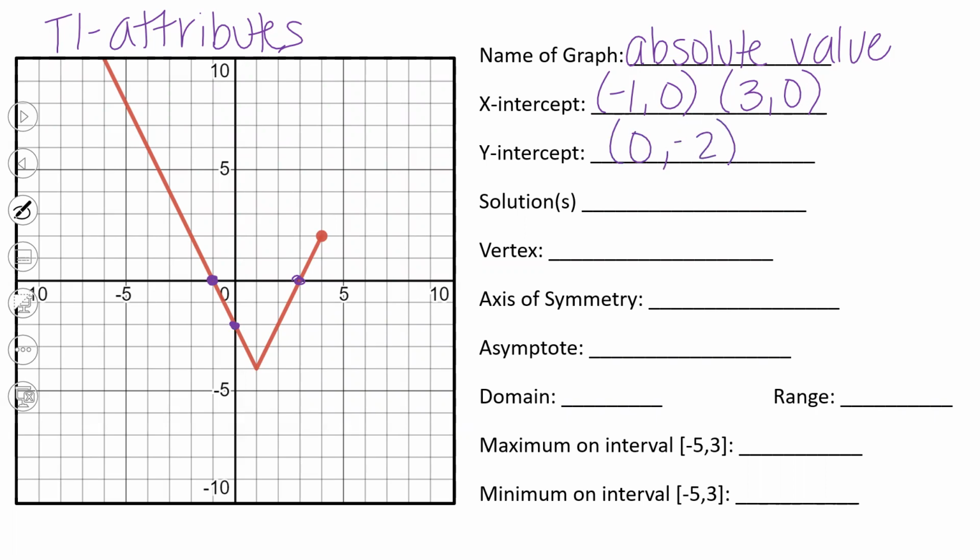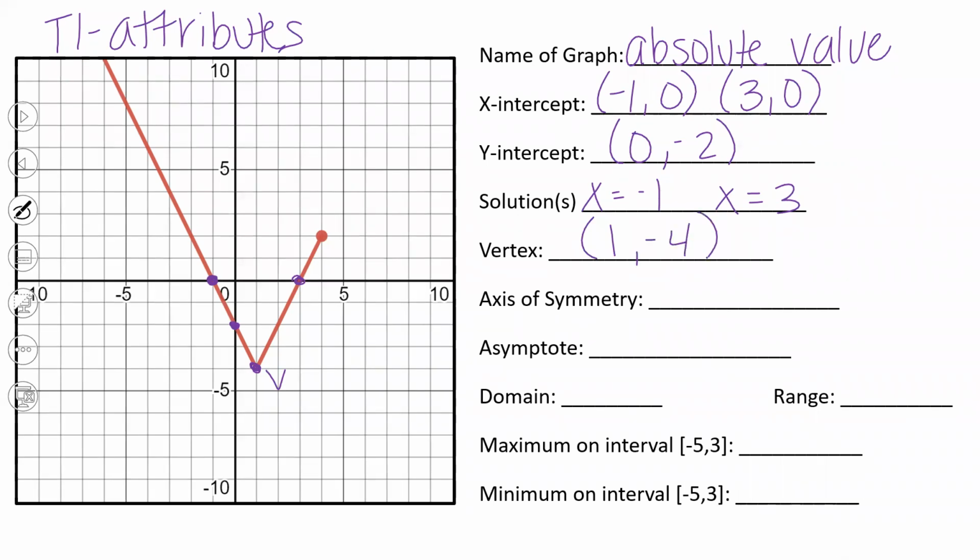Who remembers what a solution is? It's just what my x values are. So x equals, what's my first solution? -1, and x equals, do I ever put my y's on there? No. Never. It's just my x's, okay? A vertex, how do I find my vertex? It's the point where my lines meet, where there's a sharp turn. So here's my vertex. Way down here is my vertex. How do I write that point? 1, -4.